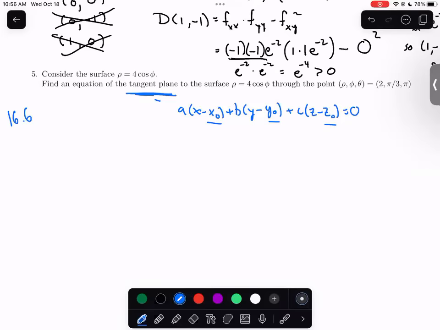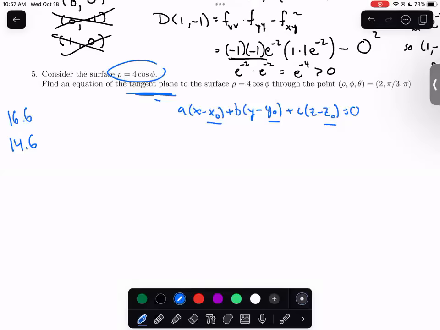The other thing that we could do is try to get our spherical equation into Cartesian x's, y's, and z's. And then we saw a similar sort of problem where we were coming up with tangent planes by using gradient vectors. The gradient is supposed to be normal or perpendicular to our surface. So we could come up with a gradient vector, and that would be more of a 14.6 style question. So these are the two legitimate paths in order to solve this.